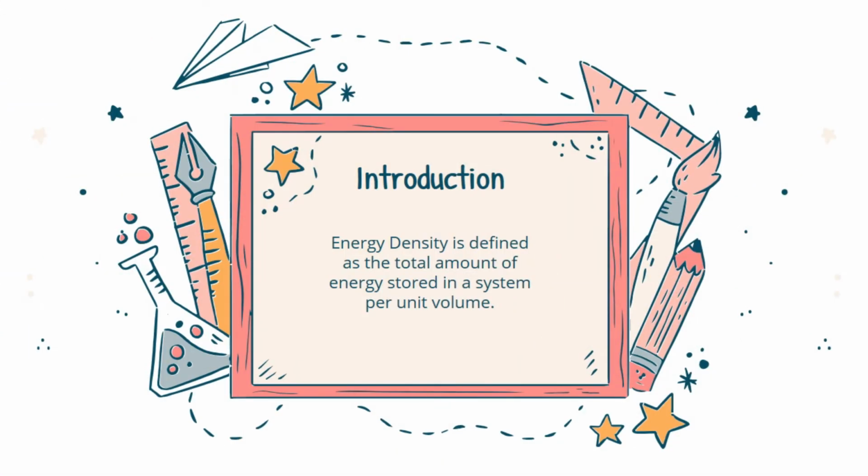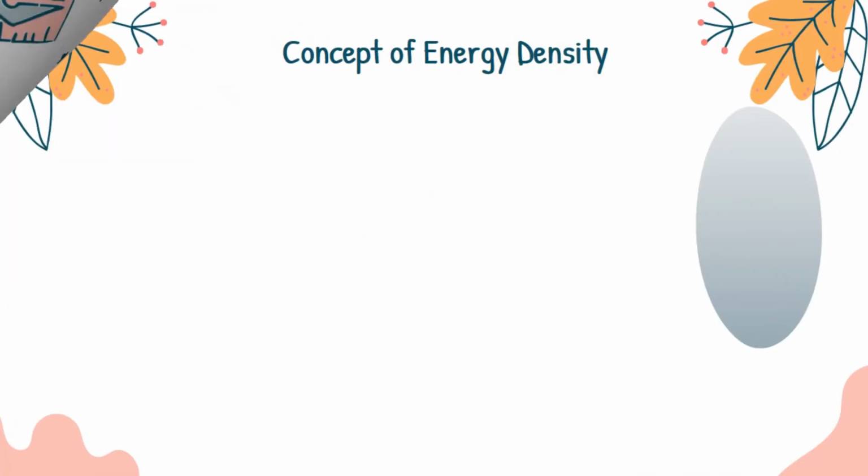Energy density is defined as the total amount of energy stored in a system per unit volume. Now, let's look at the concept of energy density. Here, I have a charge, namely Q1. Consider the point charge Q1 is transferred from infinity to the position R1 in the system.